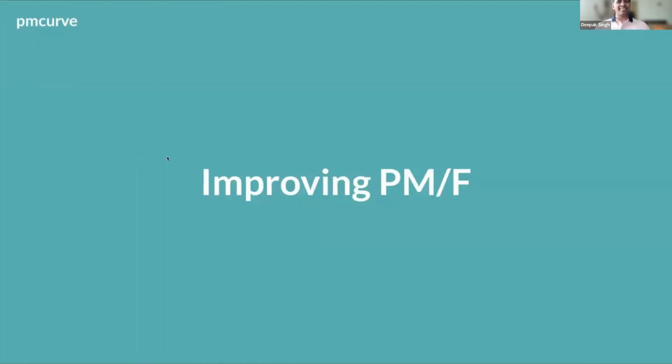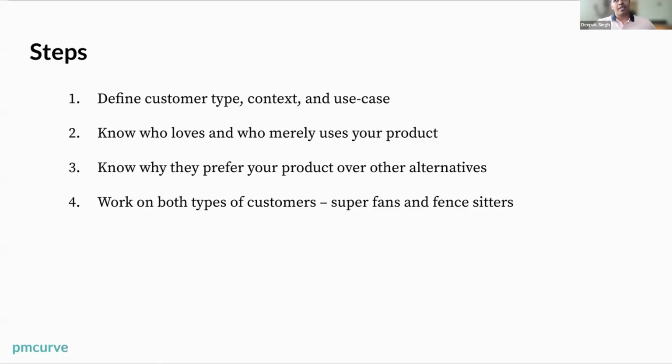Over to the most exciting section, which is improving PMF. Now, improving PMF, I think there are 2 or 3 things which I feel I have missed in my career. And if I had known these things, they would have actually helped me get to PMF very, very quickly. So the first one is customer type, context, and use case, right?